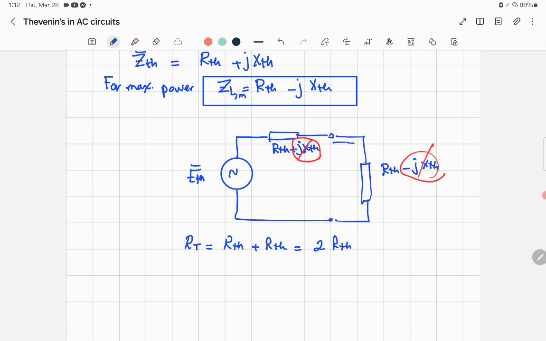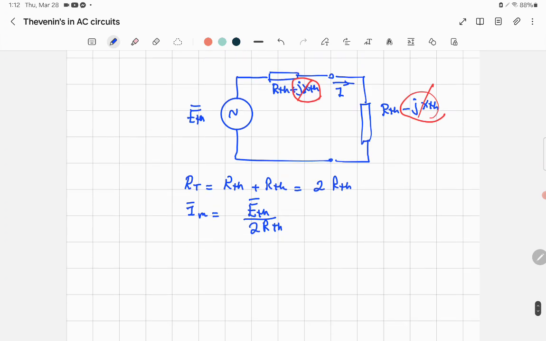So if you want to find the current in this case, I will call it I maximum, it will be equal to E Thevenin divided by 2 R Thevenin, right? And it will, of course, be in phase with the voltage. So that will be the current.